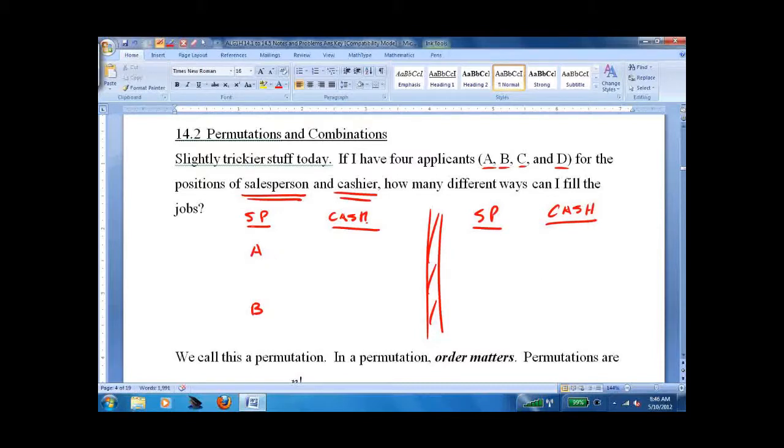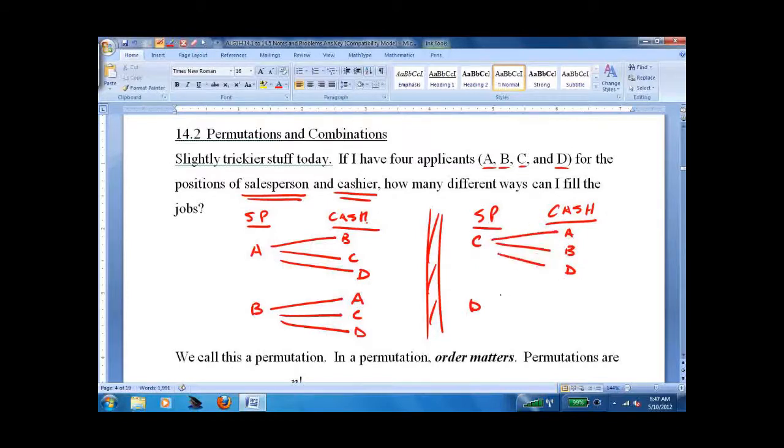So if A is picked as a salesperson, B, C, or D could be picked as cashier. If B is picked as a salesperson, A, C, or D could be picked as the cashier. Same thing for these two: for C, we have the options of A, B, or D. For D, options of A, B, or C. That is 1, 2, 3, 4, 5, 6, 12 total ways.